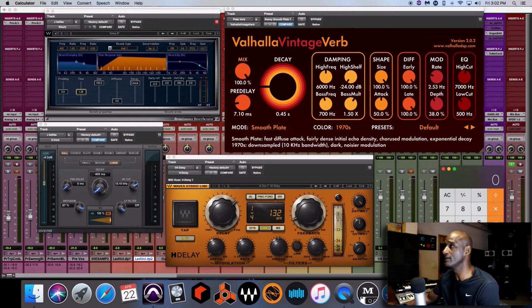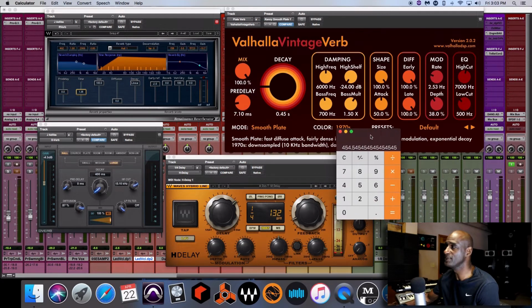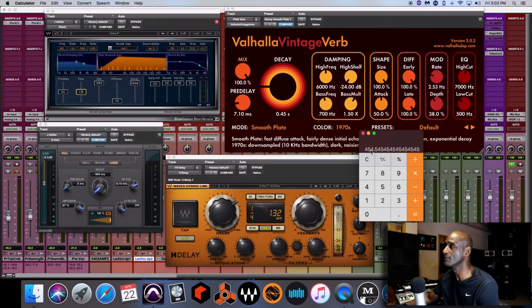So I got my calculator here, right? And the tempo of this song, which you can't see, is 132 BPM. So basically I'll take 60,000, and I'm sure a lot of you have seen this, and I'll divide it by 132. All right. So what this does, it gives me the quarter note, as you can see here. And as you see here on the Valhalla Vintage Verb, I have the quarter note put in as my decay time. So how did I get there?